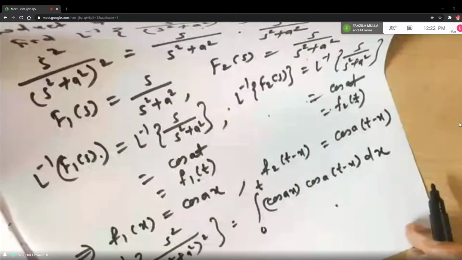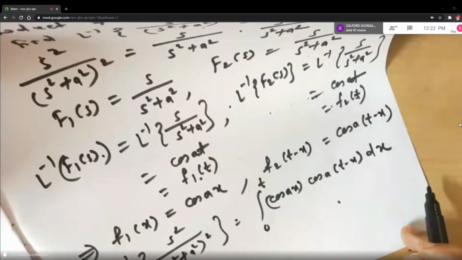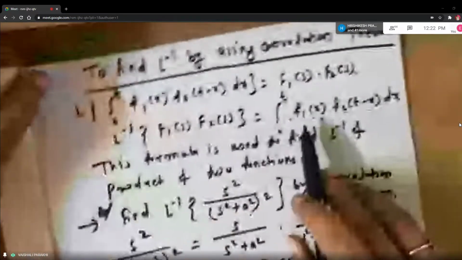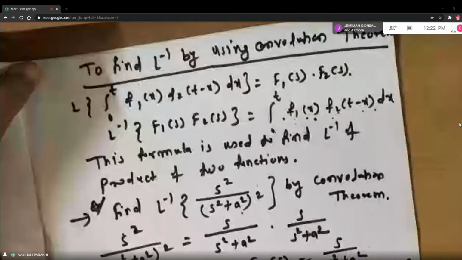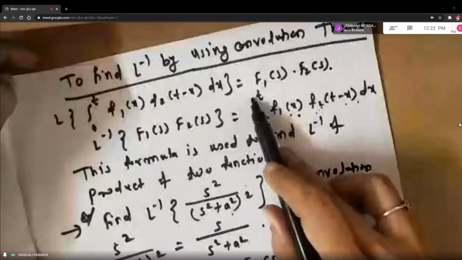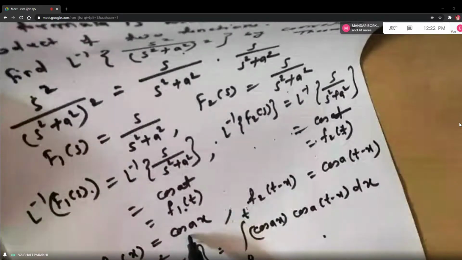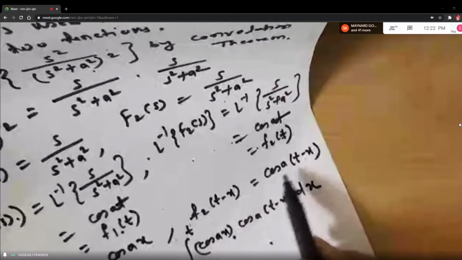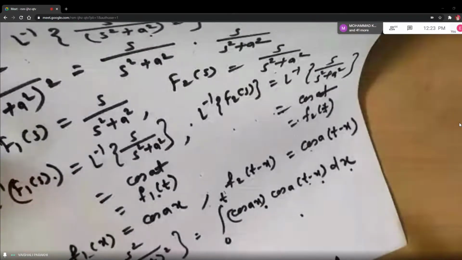You can ask me if you have any doubt here. Can you explain this step again? Do you have the formula with you? Yes. The formula is there, right? Integral from 0 to t. So here also integral from 0 to t. f1 of x. What is f1 of x here? cos ax, right? And f2 of t minus x. f2 of t minus x is what? cos of a into t minus x dx. Yeah, okay.